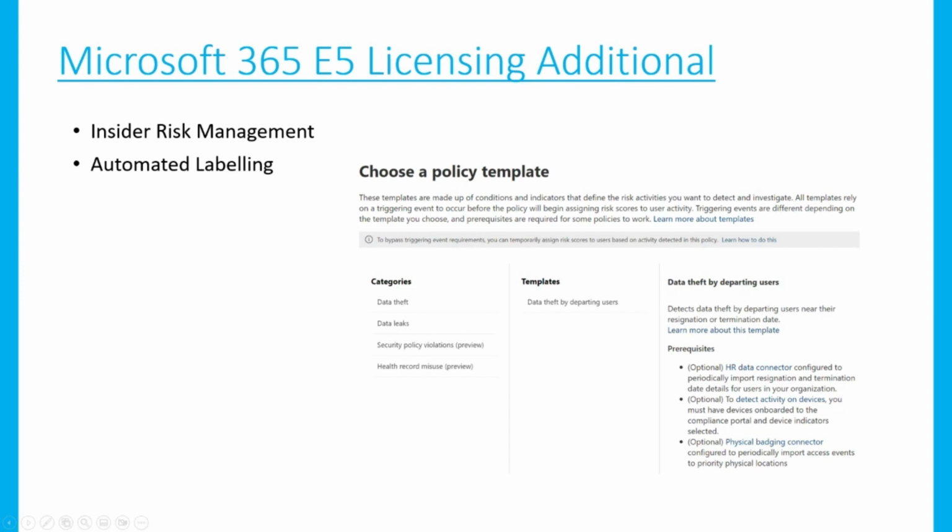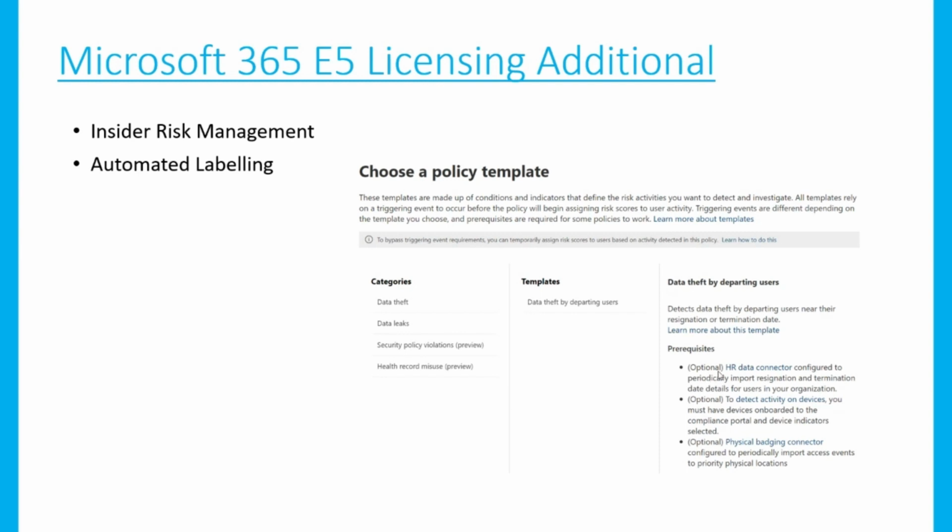We also have the advanced features for Microsoft 365 E5 licensing. One of the best features that we have with Microsoft 365 E5 licenses is what's called insider risk management. Insider risk management can detect activities where users are doing some strange behavior. A great example you can see here is data theft, and data theft by departing users. If you've got an HR system, you can plug it into your existing HR system, or use any existing one that you have.